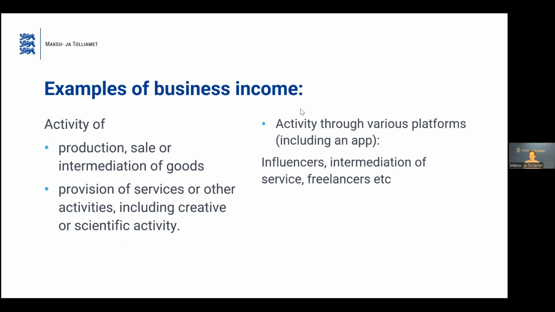Examples of business income are, of course, production, sale or intermediation of goods, provision of services or other activities, including creative or scientific activity. But also it is important to know that if you are active through various online platforms or on websites, as for example, an influencer, intermediary of service or freelancer, this type of income is also taxable as business income in Estonia.